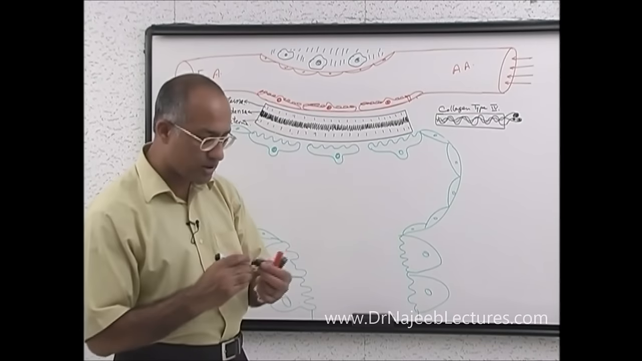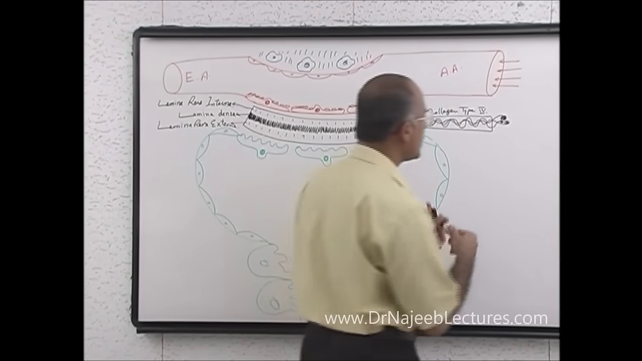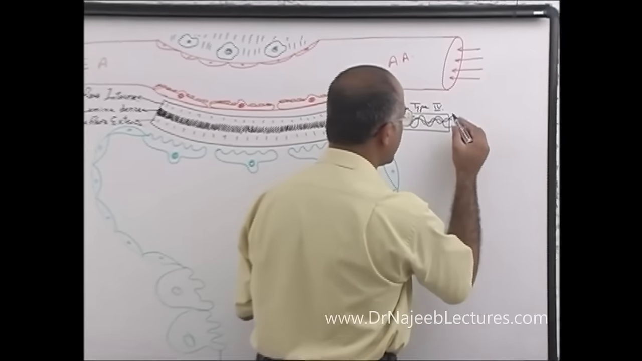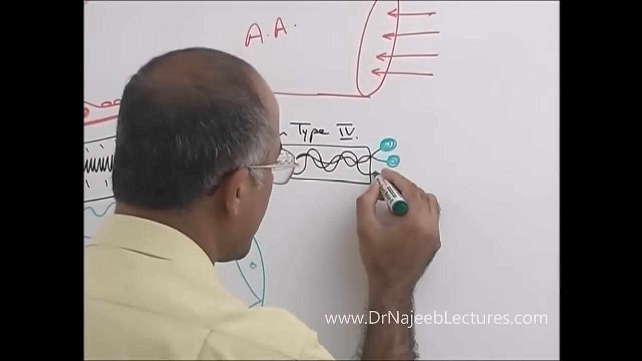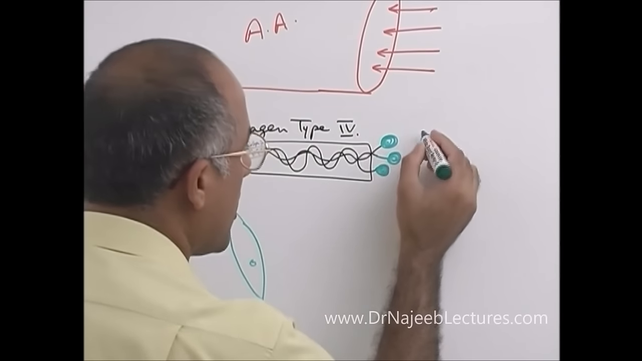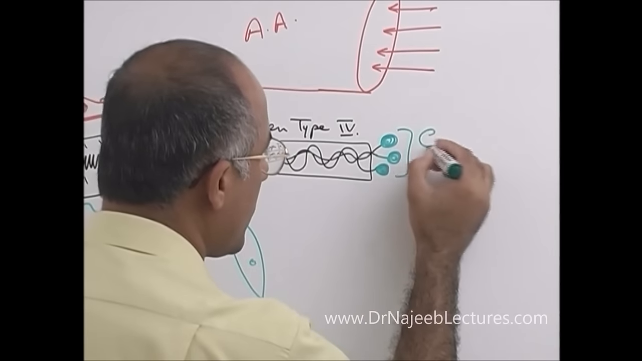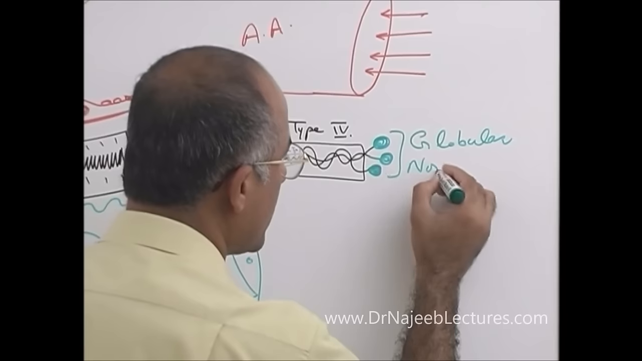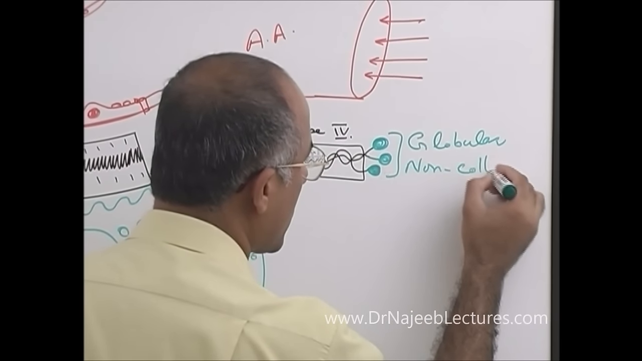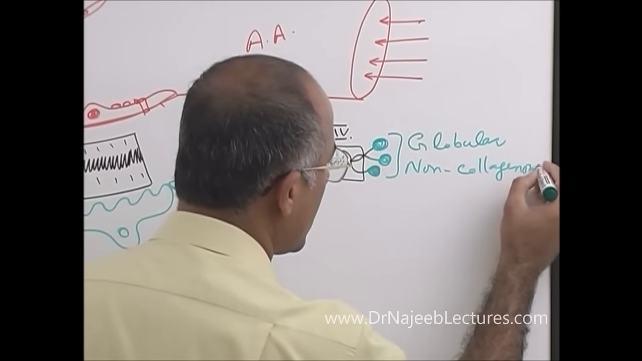And this is very important to understand: this part of these peptide chains is called the globular non-collagenous component.